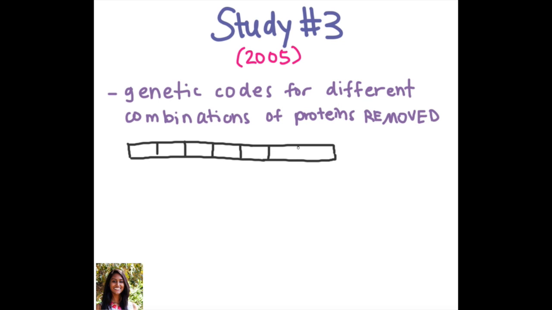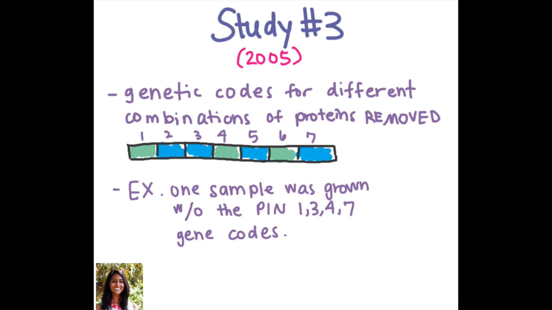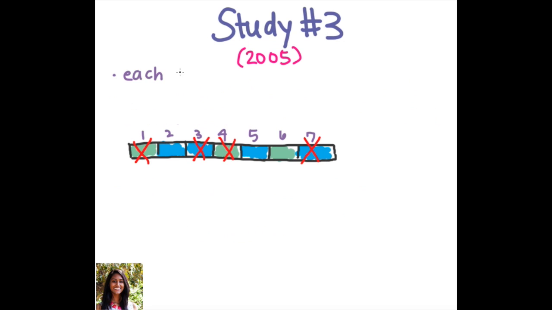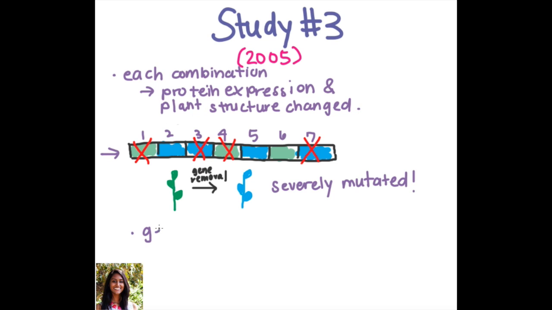For example, one sample was grown without the PIN 1, 3, 4, 7 gene codes. It was found that in the plant with every combination of PIN gene, the expression of protein and the structure of the resulting plant was different. As an example, the organism where PIN 1, 3, 4, 7 gene codes were mutated was more severely affected. This and several more comparisons of growth in plants with different genes expressed led to the conclusion that the genes were not functionally redundant.